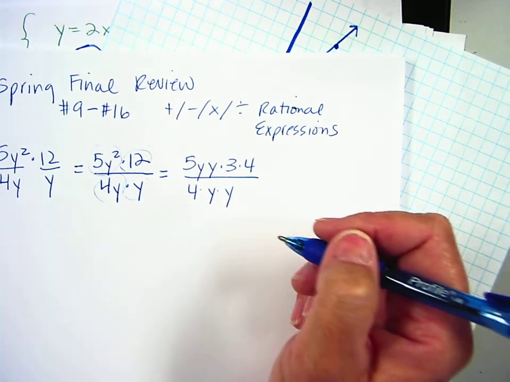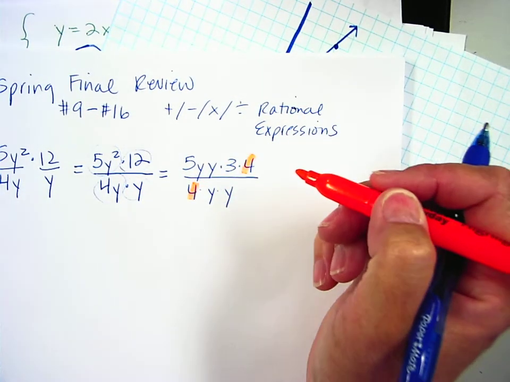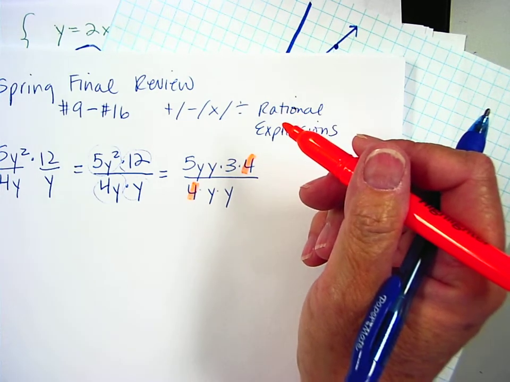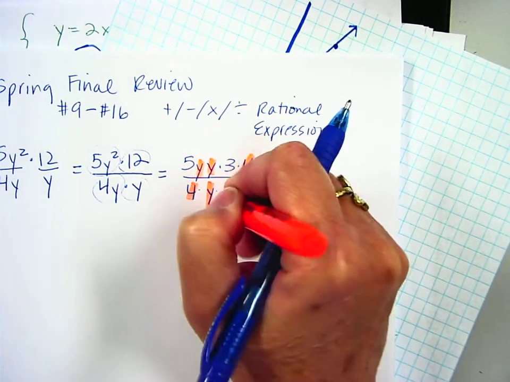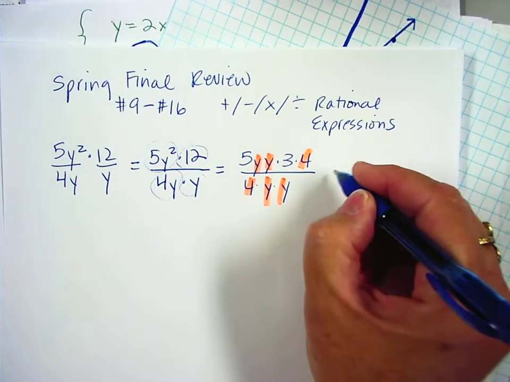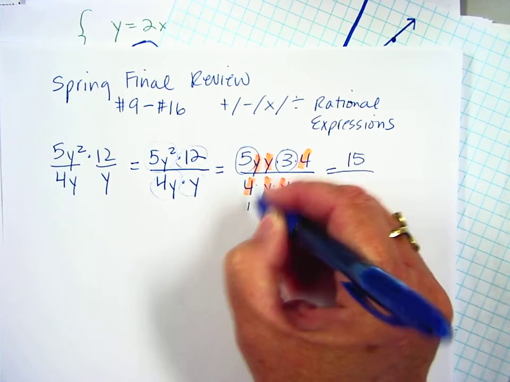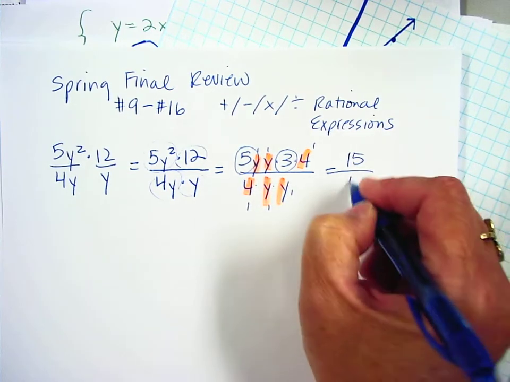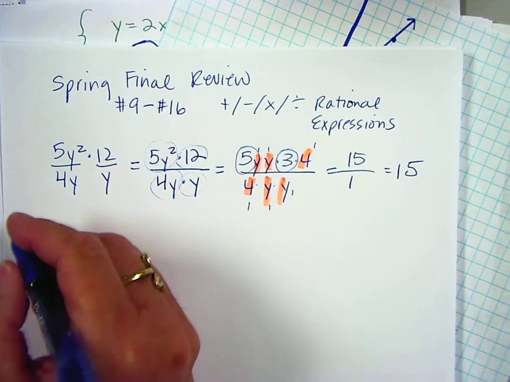And what I'm going to do now is cancel out my common factors. I've got a 4 here, a 4 here. I have a y here and a y here. And I have a y here and a y here. And let's see what I'm left with. 5 times 3 in my numerator is 15. Remember, when you're canceling these out, you're actually leaving behind little ones. So 1 times 1 times 1 is 1. Simplifies to 15.